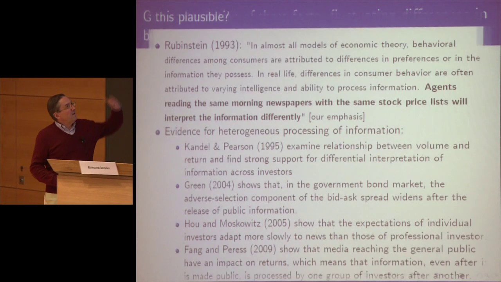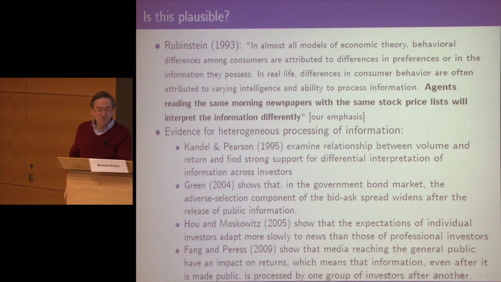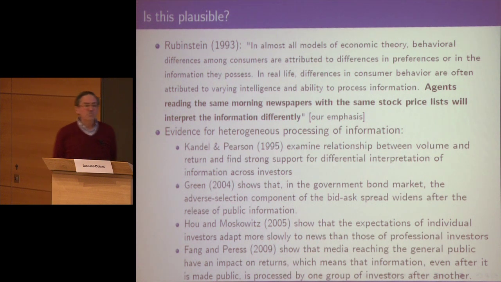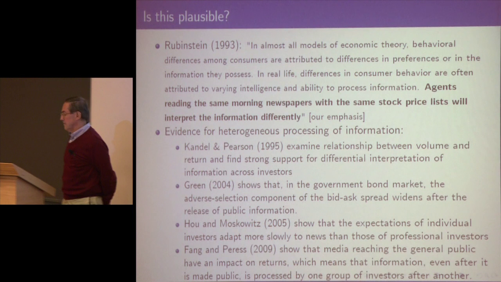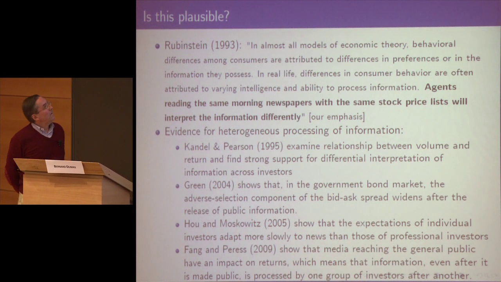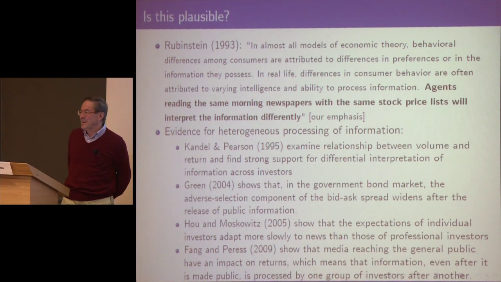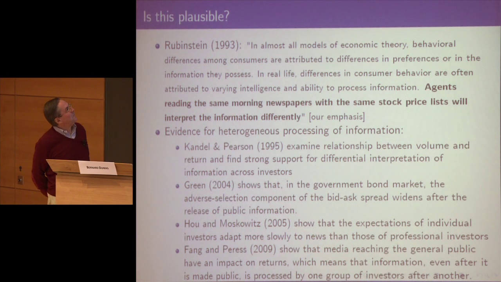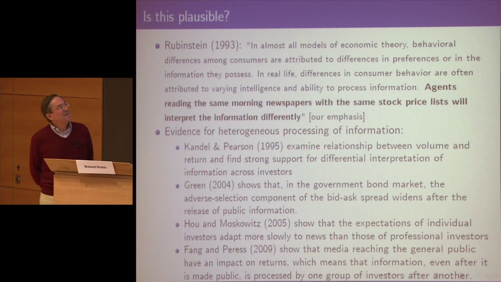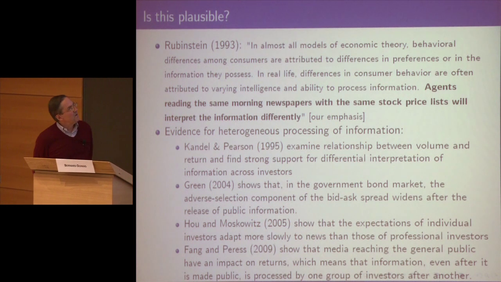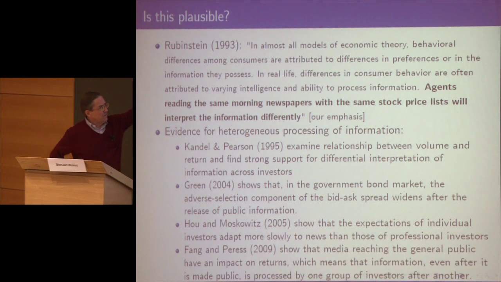Is this plausible? I have listed here a number of pieces of evidence or testimonies that support this view. There's now a long list, a long literature in what's called the difference of opinion literature that goes in the same direction. I've put in here a quote by Ariel Rubinstein, who cannot be suspected of believing in irrational behavior as a first hypothesis. And he points out that reasonable people, agents, he just called them agents, reading the same morning newspapers with the same stock price list, will interpret the information differently. I mean, they get the same information, but they will continue to disagree because they interpret that same information differently. I've listed all kinds of bits of evidence here.